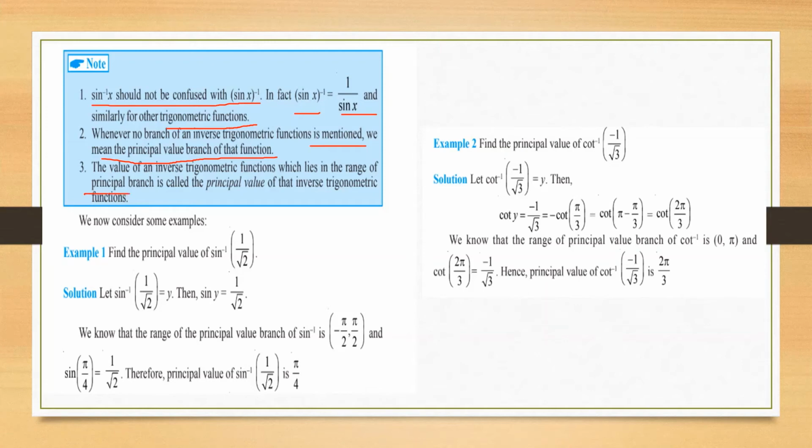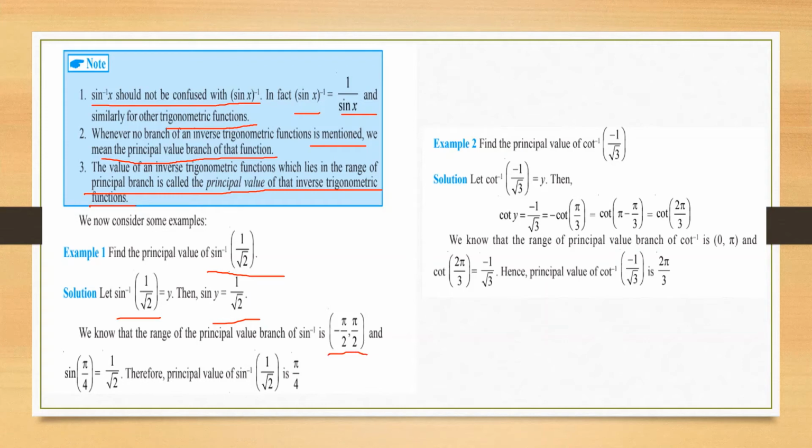Now let us start with some examples, like find the principal value of sin inverse 1 by root 2. Okay, so how to deal with this question: say sin inverse 1 by root 2 is y, then sin y is 1 by root 2. Now we know that the range of the principal value branch is minus pi by 2 to pi by 2 and sin pi by 4 is 1 by root 2.